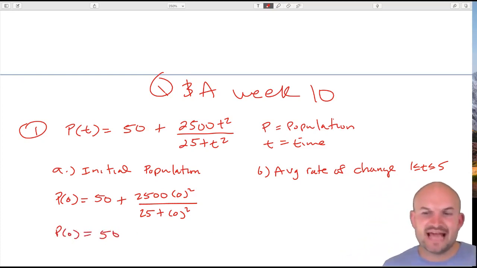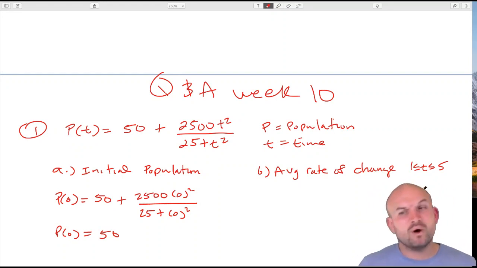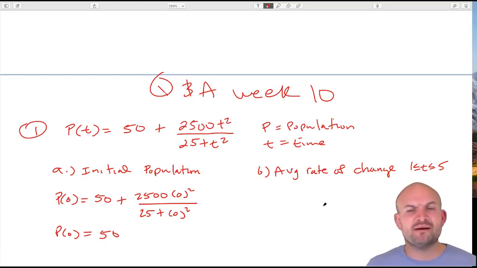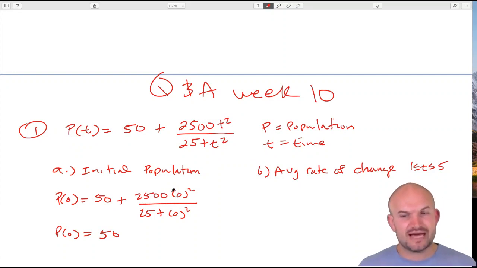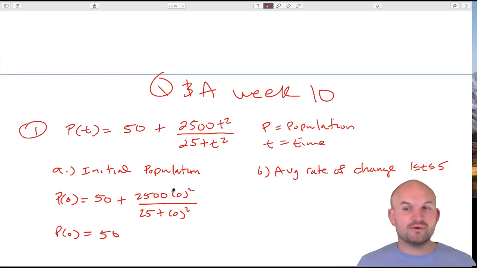The next one is finding the average rate of change on the time interval, I believe in years, from 1 to 5. I didn't remember which one was included or excluded, so I'll just roll with that. Either way, the average rate of change is basically the slope of the secant line. Now, I don't know what this curve looks like, but this average rate of change is saying that at 2 time intervals, we're going to have different populations, and all we want to do from there is find the slope.